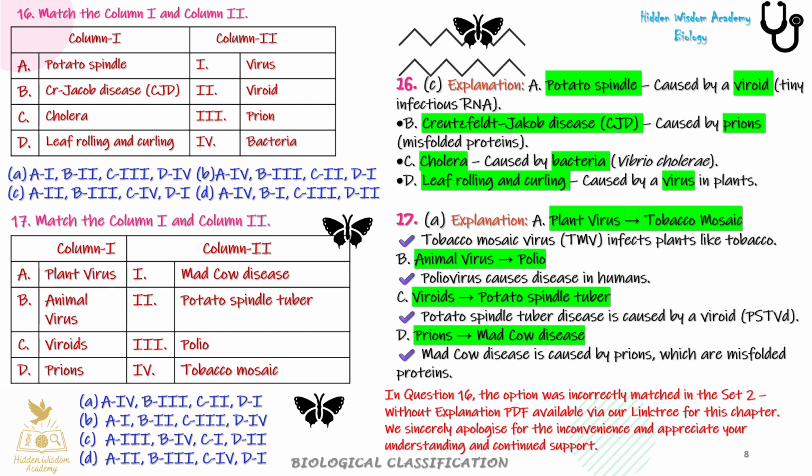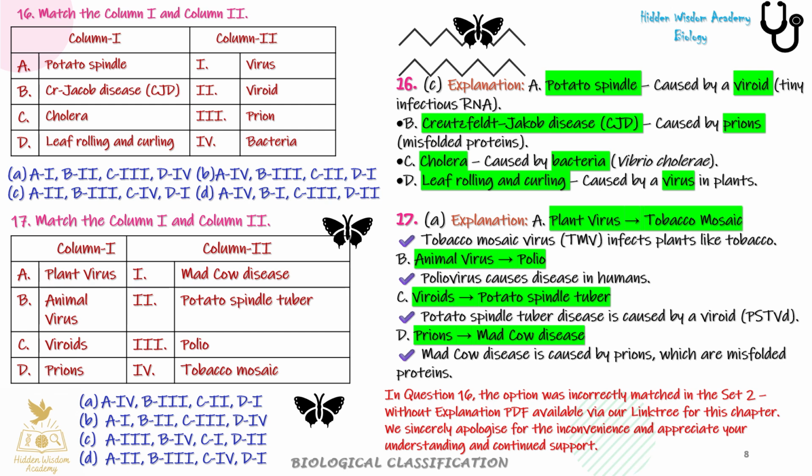Option A. A1, B2, C3, D4. Option B. A4, B3, C2, D1. Option C. A2, B3, C4, D1. Option D. A4, B1, C3, D2.